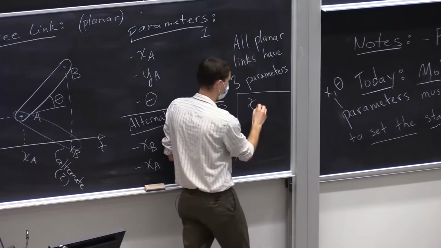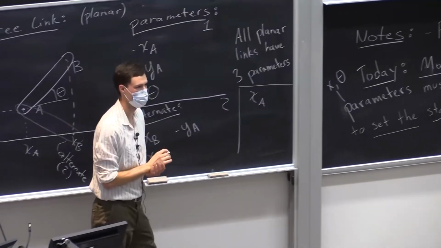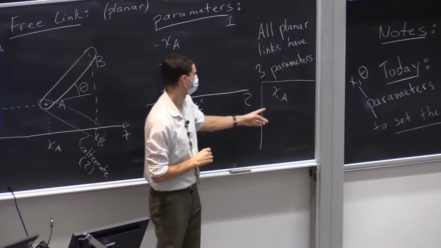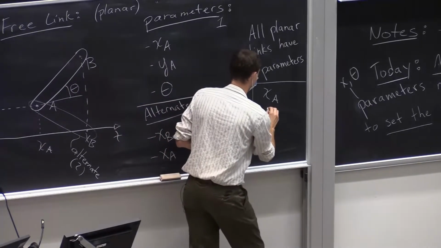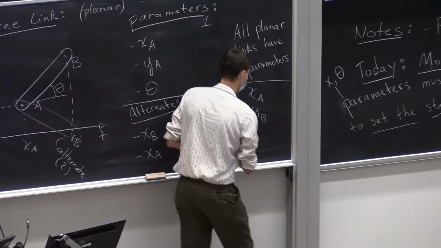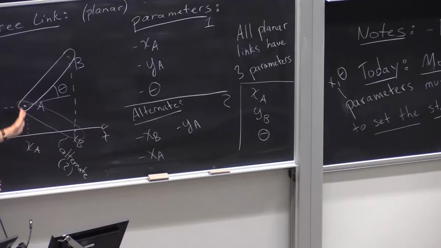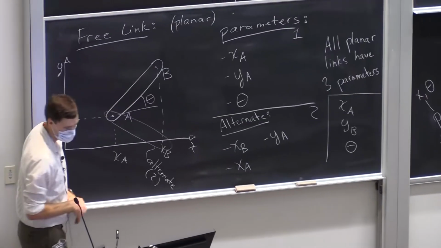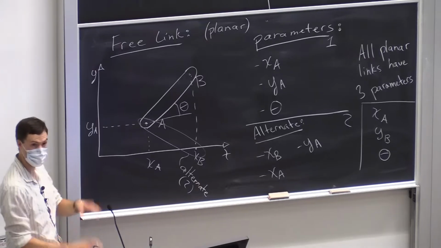X of 1 point. Not as good as the first set, because the first set you can just change any of those and they're not dependent on each other. But let's hear your points. XA, YB, and theta. Yeah, that one would work as well, I think. So there's lots of choices.